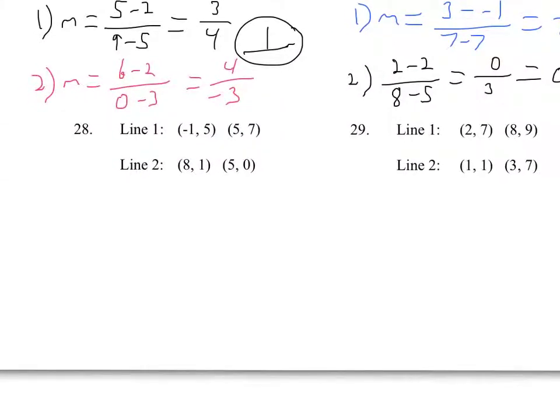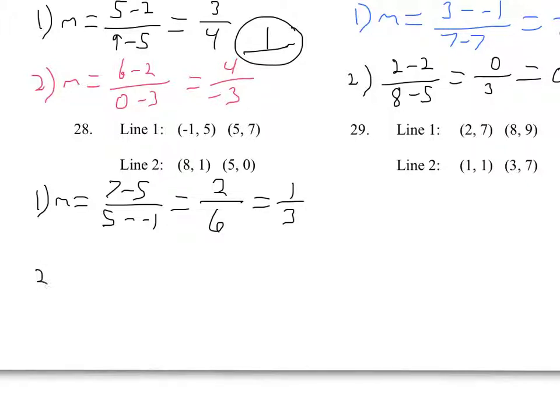Alright, number 28, let's just keep it going. Line number 1, I'm going to do 7 minus 5 and 5 minus negative 1. So that's going to be 2 over, I know 5 minus negative 1 is really plus, so that's 6. Reduce that to get 1/3. Always reduce your slope, simplify it.